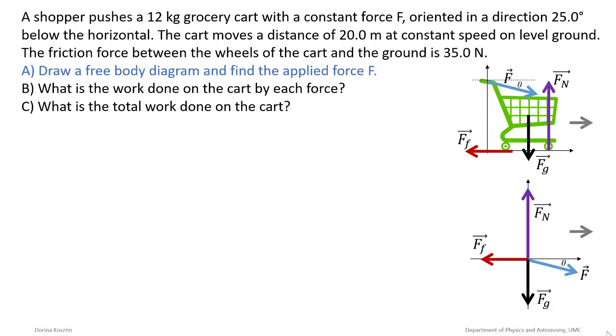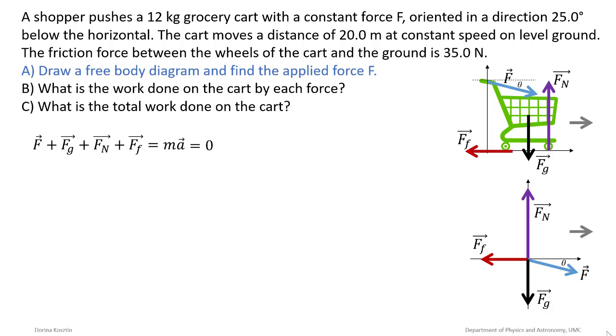Don't forget that the cart is moving to the right, so you want to indicate that on the free body diagram. Now, in order to find the applied force, we need to use Newton's second law. Newton's second law states that the sum of all forces acting on the cart equals the mass times the acceleration of the cart. Because the cart is moving at a constant speed, the acceleration of the cart is 0, so the sum of all forces will be equal to 0. From this equation, we need to find the force F. As you can see from the free body diagram, every force has a different direction, which means we will need to find the x components and the y components of each force and add them separately.